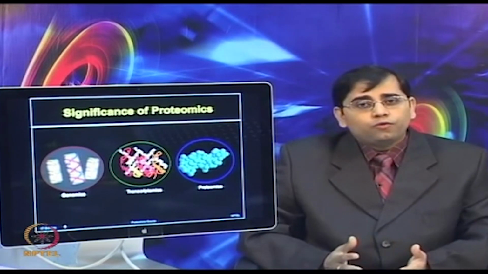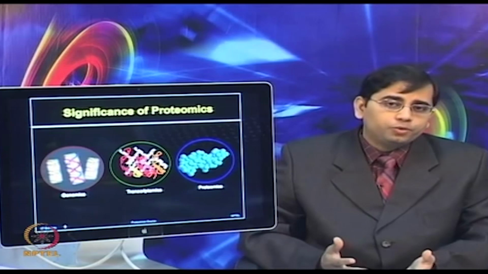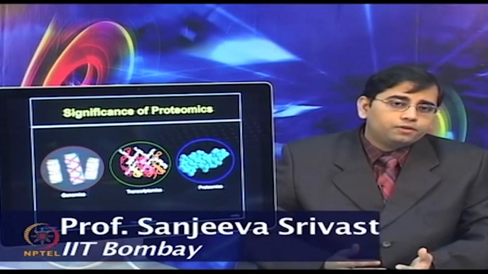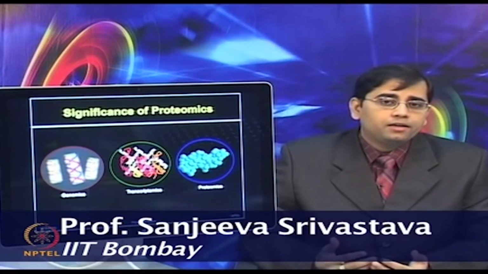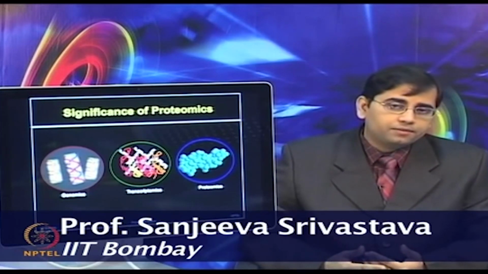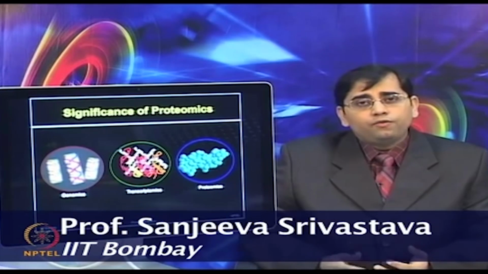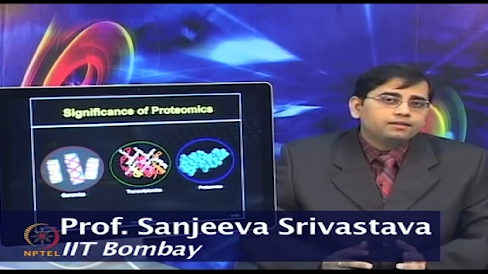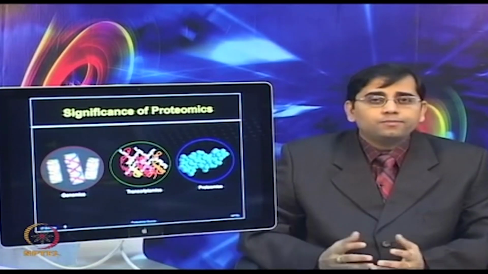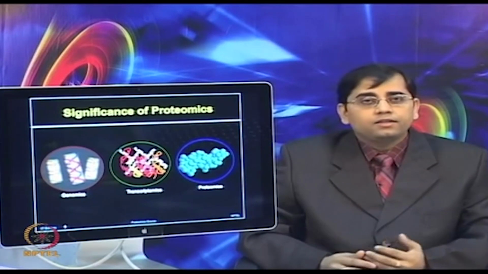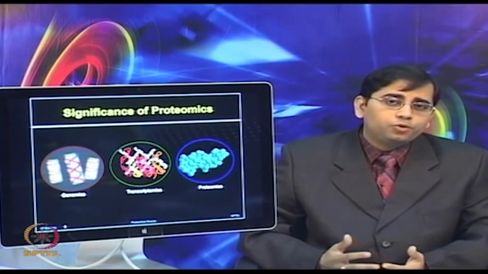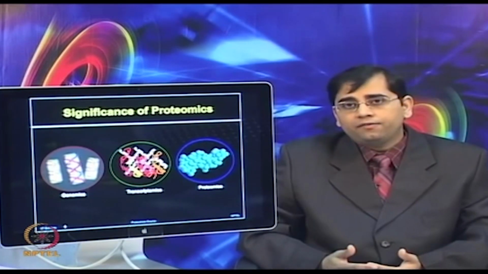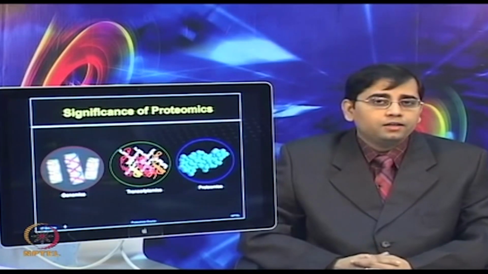A gene can code for several types of proteins because of alternative splicing and post transcriptional and post translational modifications. Therefore, it suggests that studying proteins is more challenging than studying the genome or transcriptome. Therefore, proteomics has great significance in understanding biological systems.